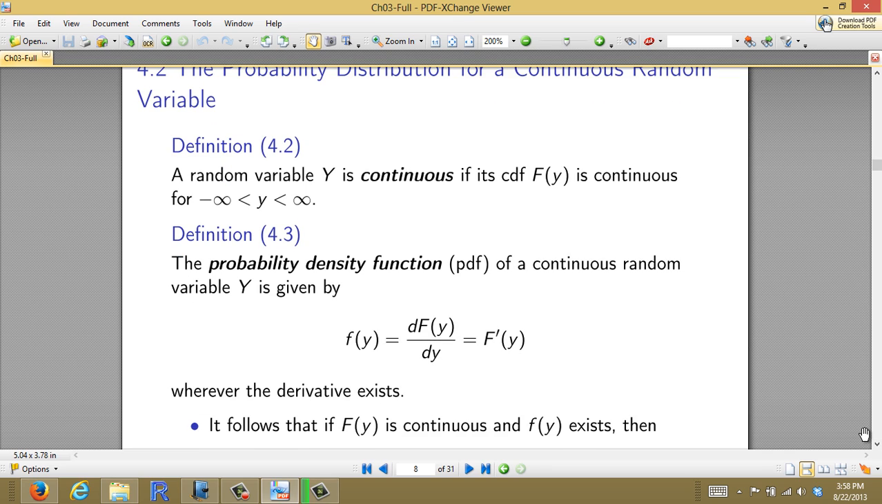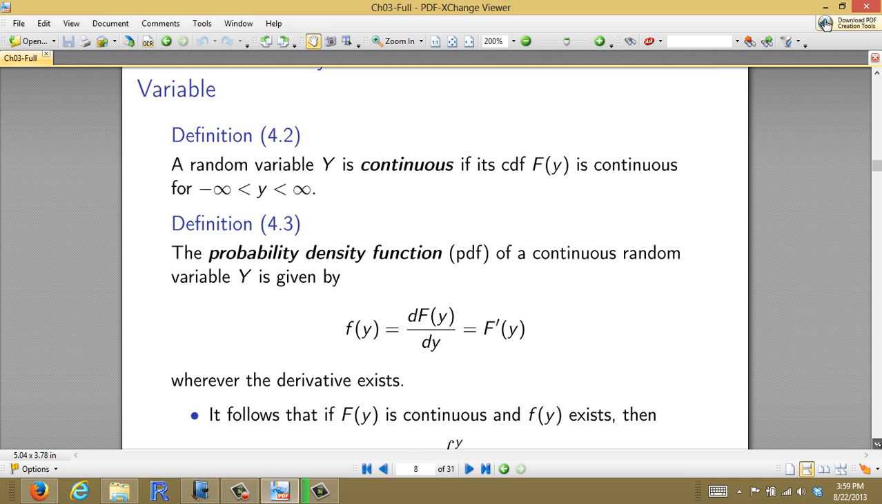The other main kind of random variable is the continuous random variable. And a random variable y is continuous if its CDF, F of y, is continuous for all values between negative infinity and positive infinity. And related to the CDF of a continuous random variable is something called the probability density function, which we'll typically just call the PDF. And the PDF of a continuous random variable is simply the derivative of the CDF of the random variable, and it's denoted by lowercase f of y wherever the derivative exists.